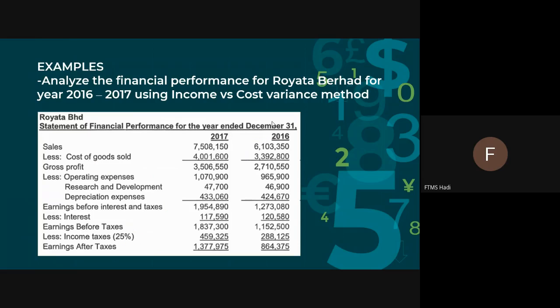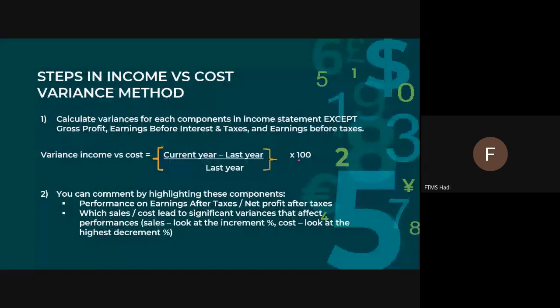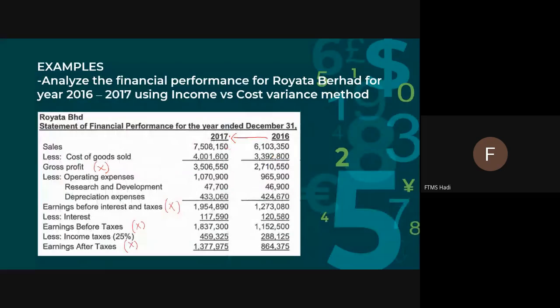So this is the formula: current year minus last year, divided by last year, multiplied by 100. So in this one, current year minus last year, and then divided by last year. Okay, so let me go through.